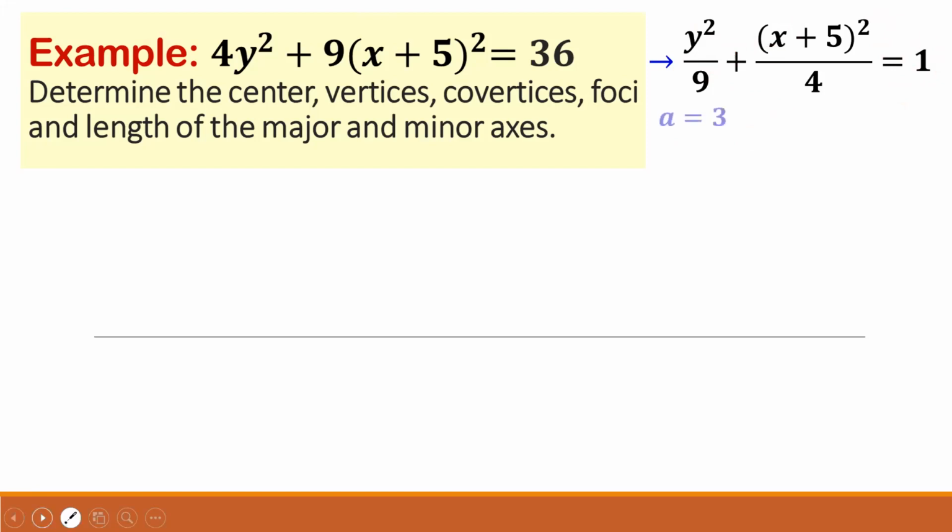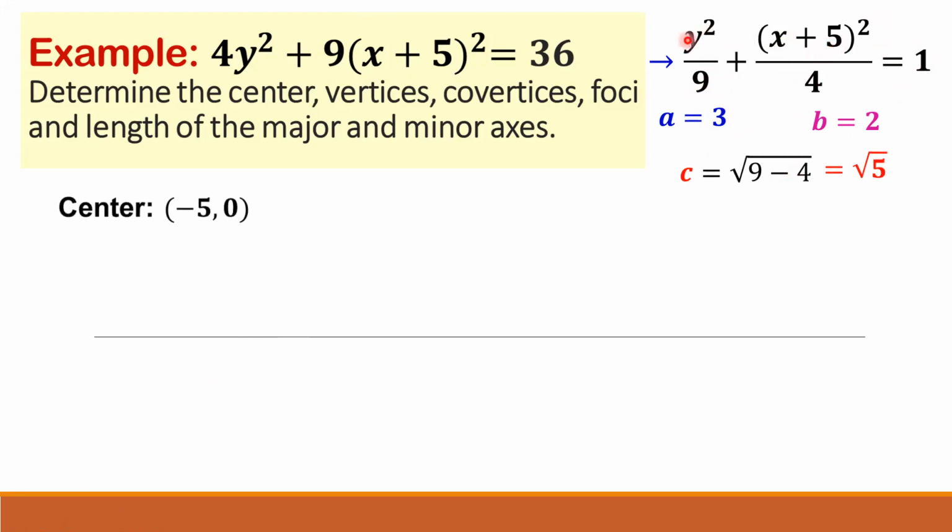We can readily identify the A here. Bigger denominator is this one. A is equal to 3. Okay? Tapos, ang ating B will be equal to 2. Okay? So, ang C natin, subtract mo lang yung mismong denominator, not the square roots. 9 minus 4 is 5. That will be your radicand. So, ang C natin is square root of 5. Okay? So, ang ating magiging center is negative 5. Coming from here, negative 5, 0.